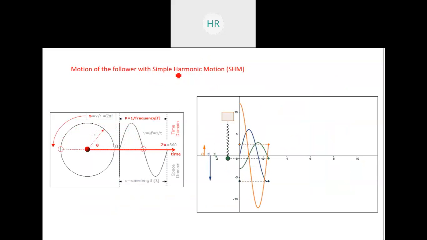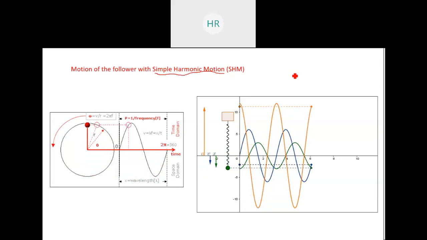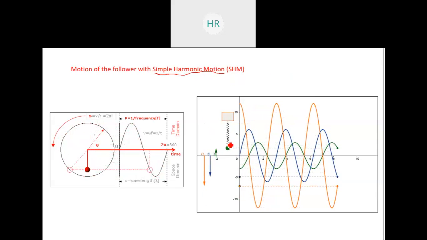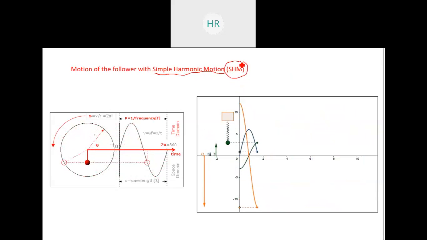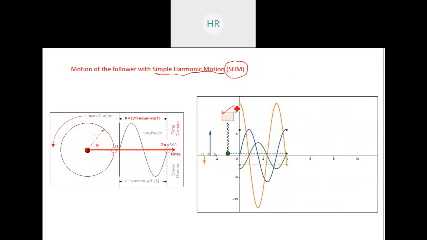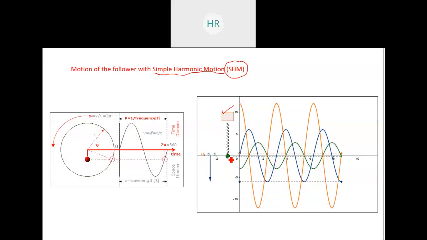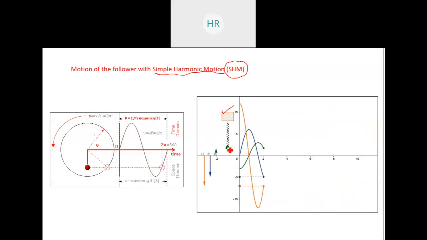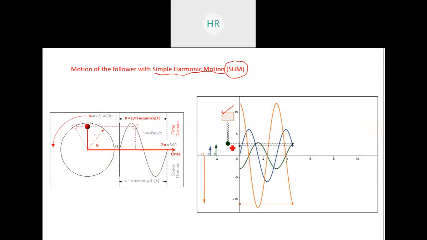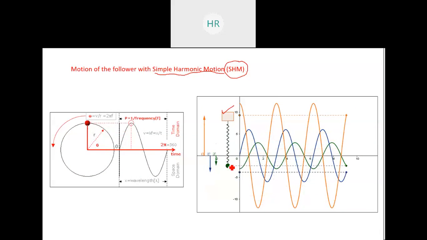It is the motion of the follower with simple harmonic motion. Means my follower is now moving with simple harmonic motion. It is a very common motion. You can observe it in many things. One example is given here, a spring mass system. Forget about this spring, only concentrate on this green color ball. Whatever motion is followed by this ball is called simple harmonic motion.